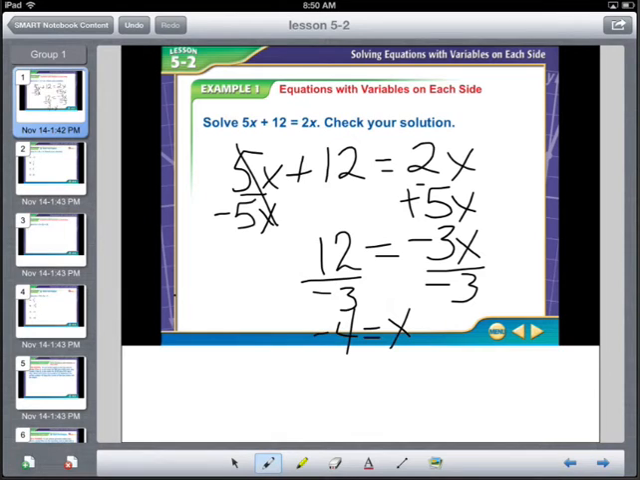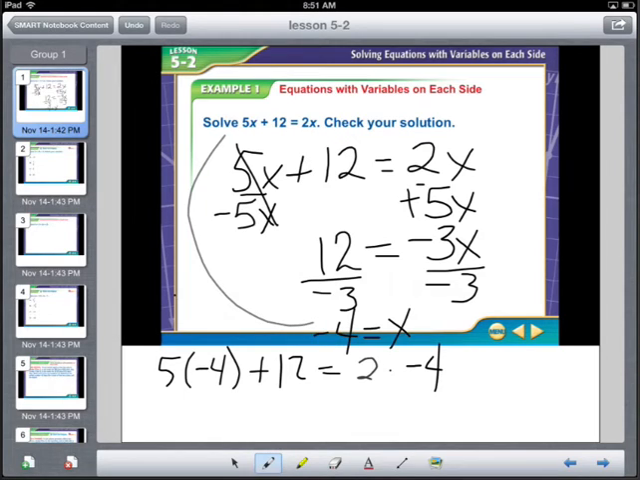Okay, just like before, you can check these by plugging them in. No excuse to miss these. So 5 times negative 4 plus 12 equals 2 times negative 4. All I did was plug in that negative 4 everywhere there was an x in my original equation. So negative 20 plus 12 equals negative 8. Is that true? Is negative 20 plus 12 negative 8? Yes, it is. So negative 8 equals negative 8, and I know it checked correctly.